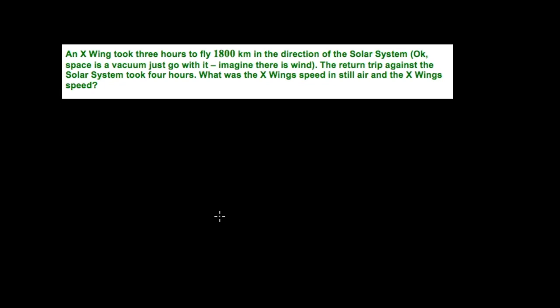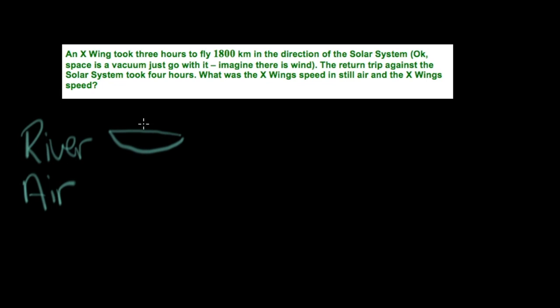Well, now we're going to be talking about the classic problems that I find kids struggle with the most. And I like to call these river problems. Sometimes they're air problems. This is basically where you have boats going up and down streams, or you have airplanes that are flying against the wind or with the wind. Yes, that's an airplane right now. It looks like a bird, but it's an airplane.